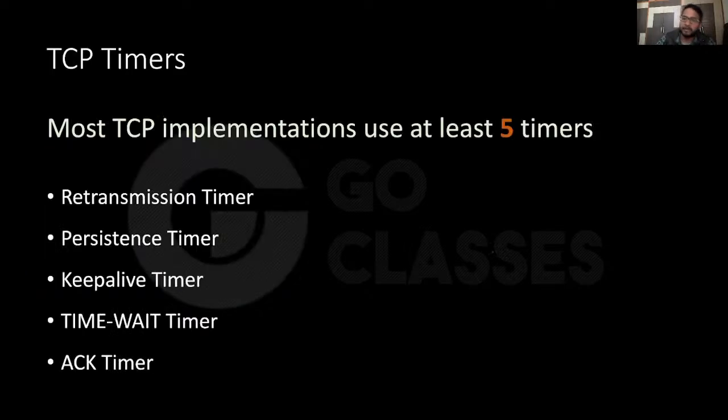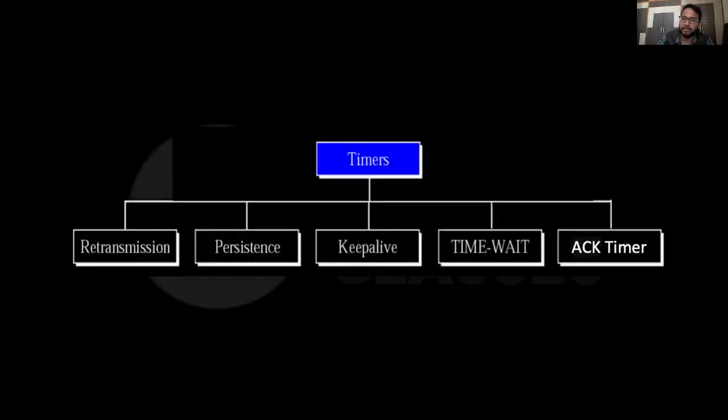So TCP manages a few timers, and at least 5 timers are managed in all implementations. There might be more in other implementations, but at least 5 you manage. One is the retransmission timer, another is the persistent timer, keep alive, time wait, and ACK timer. So these are the timers that we have. Let's first understand the retransmission timer, and then we will keep on understanding every other timer.